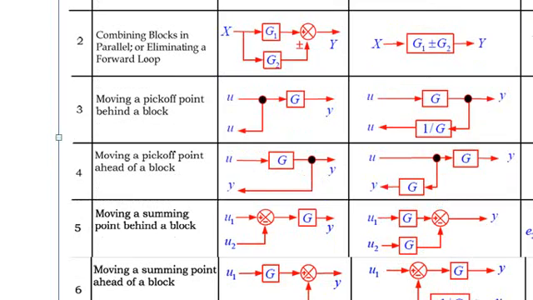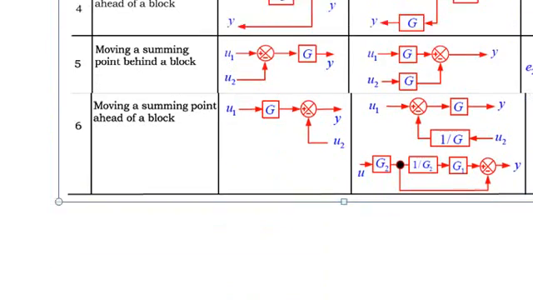Similarly, the last one, moving a summing point ahead of a block. Here U1 is equal to G, and we have it in front of the summing point. Now here the summing point is available after the block. If you want to move it in front of the block, we need to take one more block with gain 1 by G. Now this will become G into U1 minus U2. So these are the important terms and rules for the block diagram concept.